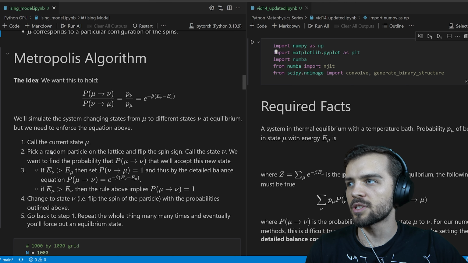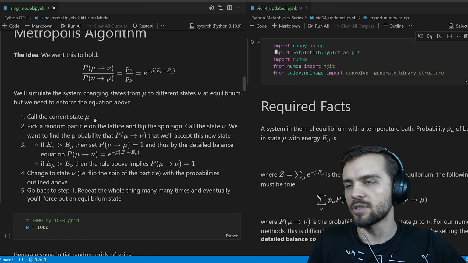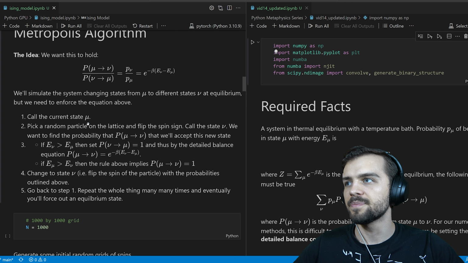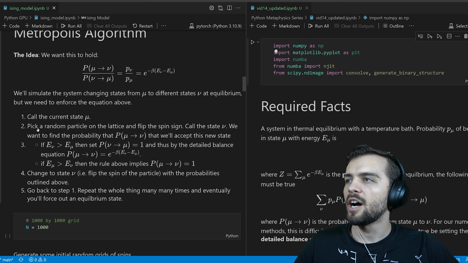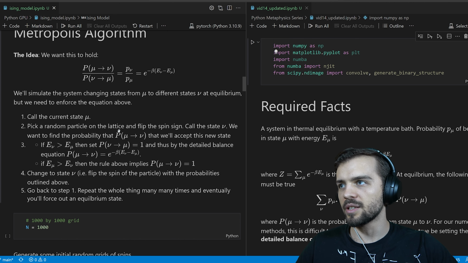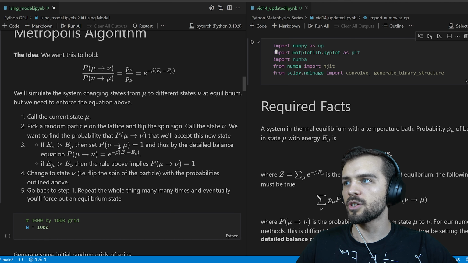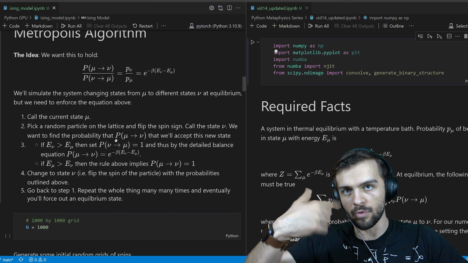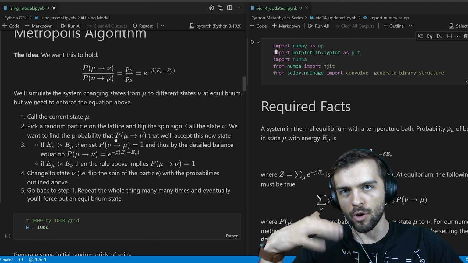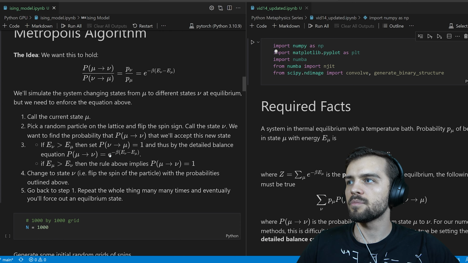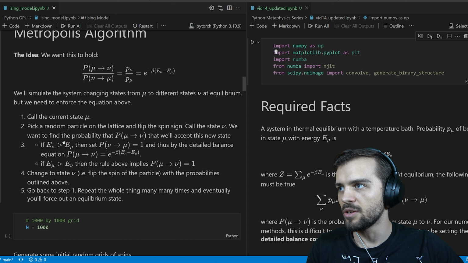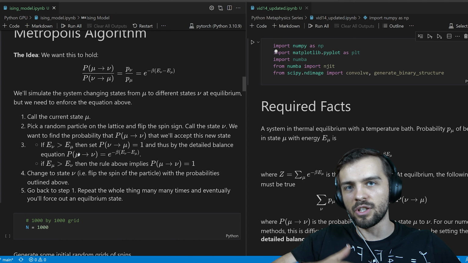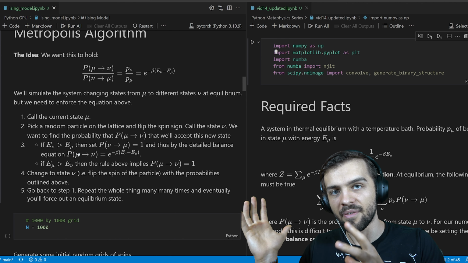So this iterative algorithm works as follows. You call your initial state mu, so the state you're currently in at the beginning of that iteration. And then typically, and we'll adjust this a little in the video, you pick a random particle or point on the lattice, a point here, and you decide whether or not you're going to flip it, and then you decide whether to keep that or go back to the original. And the way you do that is as follows. So if E nu is greater than E mu here, so if the energy in the new state is higher, well, you're moving into a state of higher energy.